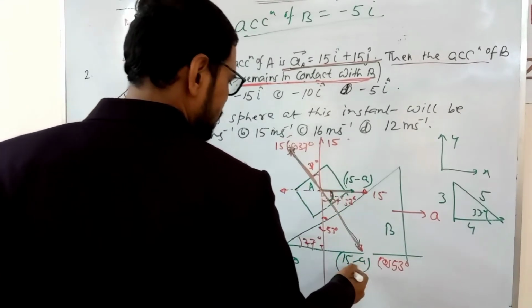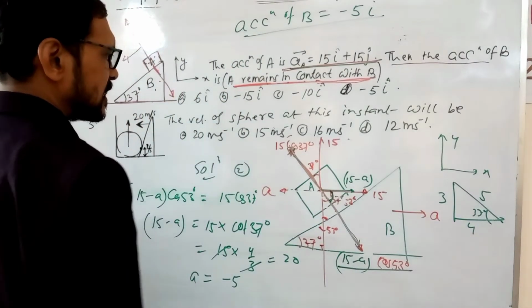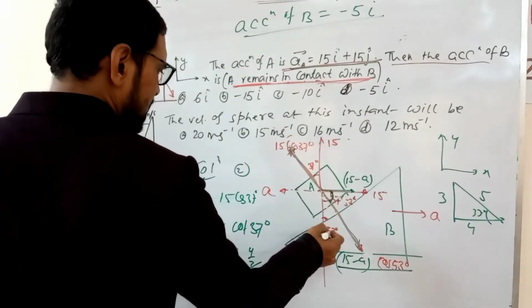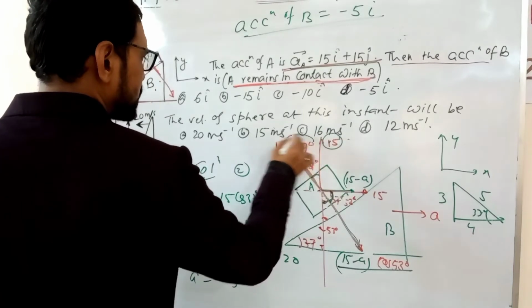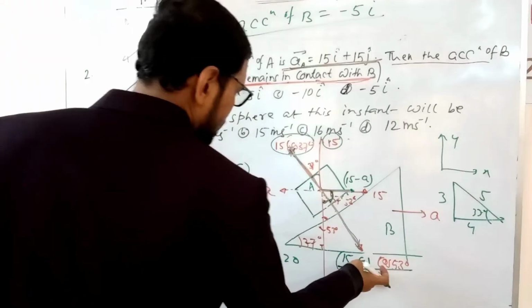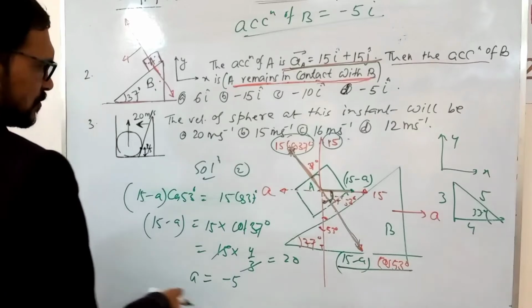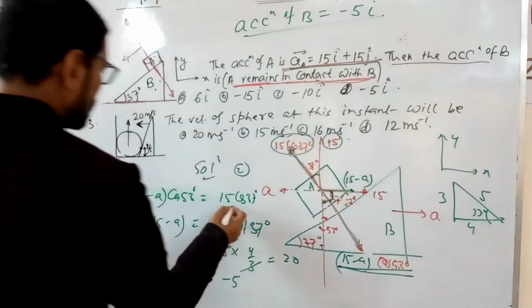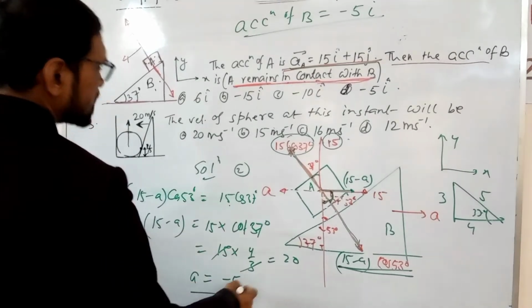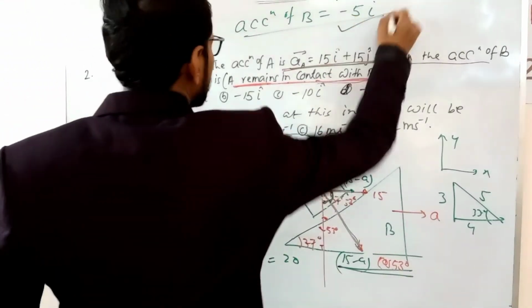So this direction is 15 minus a cos 53. Now from geometry we get this angle is 37. Now 15 cos 37. So this value is equal to this value, because net acceleration along this direction is 0. So this value is equal to this value, that is a equal to minus 5. So acceleration of block B is minus 5i.